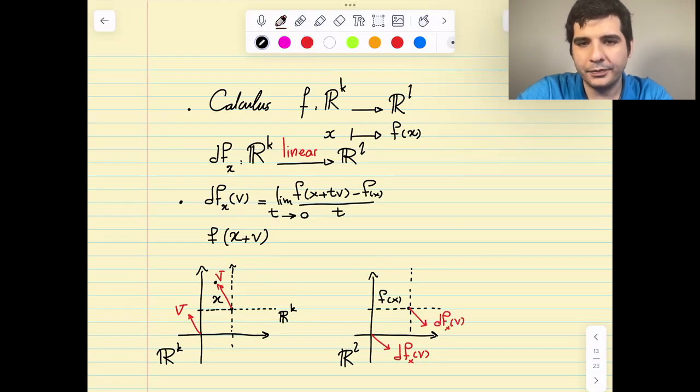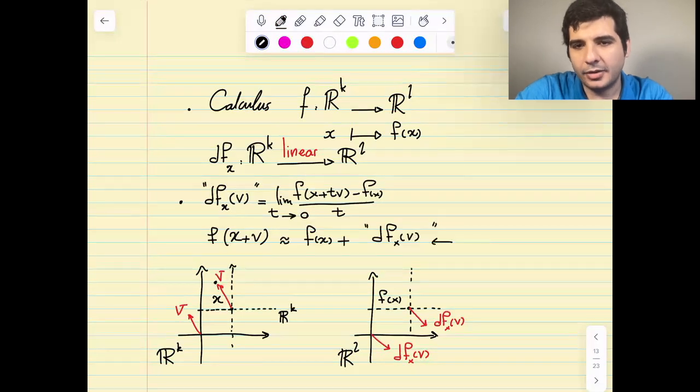to f of x. So loosely speaking, f of x plus v, we can approximate using the derivative. An approximation for f of x plus v is f of x plus the derivative of f at x acting on v. So the derivative is like the linear approximation. In fact, it's the best linear approximation, right? Just like we had for one-dimensional functions. The fact that it's linear is essential.